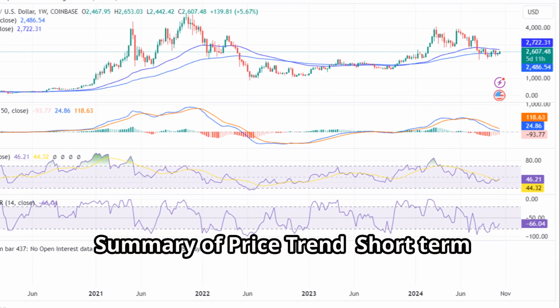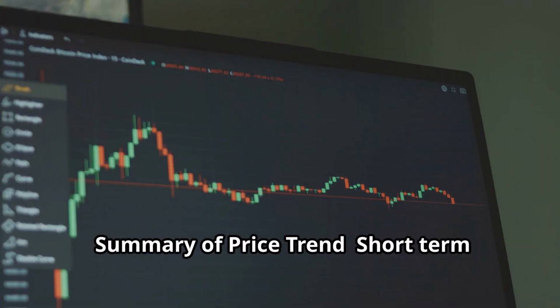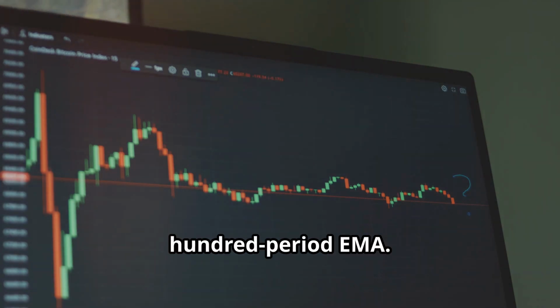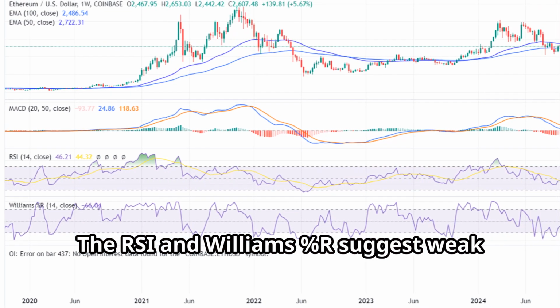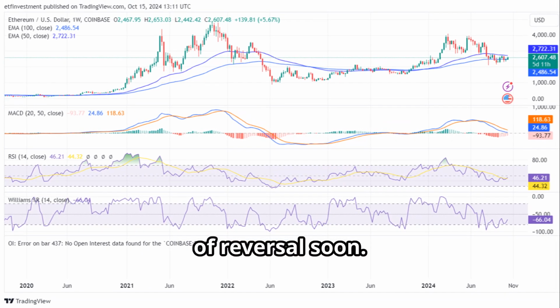Summary of price trend. Short term. Ethereum is attempting a recovery after finding support near the 100-period EMA. The RSI and Williams %R suggest weak bearish momentum, but with the possibility of reversal soon.